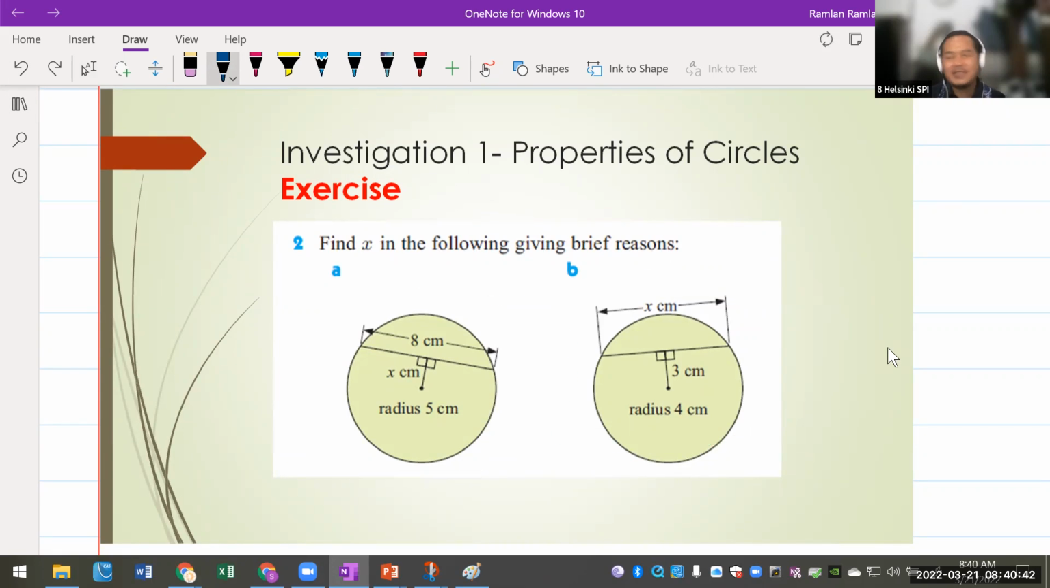So question A is actually the same as the previous example. This is the one that we want to know, the x. Because we have this sign here, which states that it is a 90-degree angle, we can draw another line, for example like this. If we draw that, we will have a right angle triangle. Again, we can use the Pythagoras formula, c squared equals a squared plus b squared.